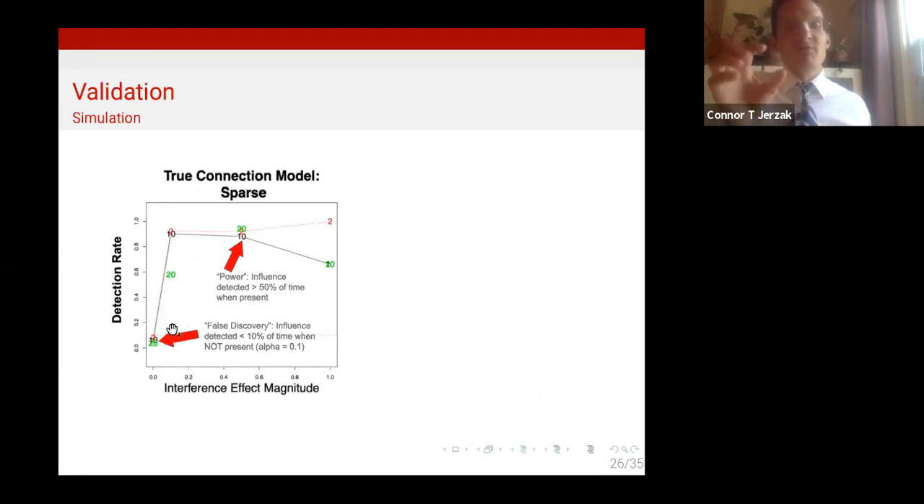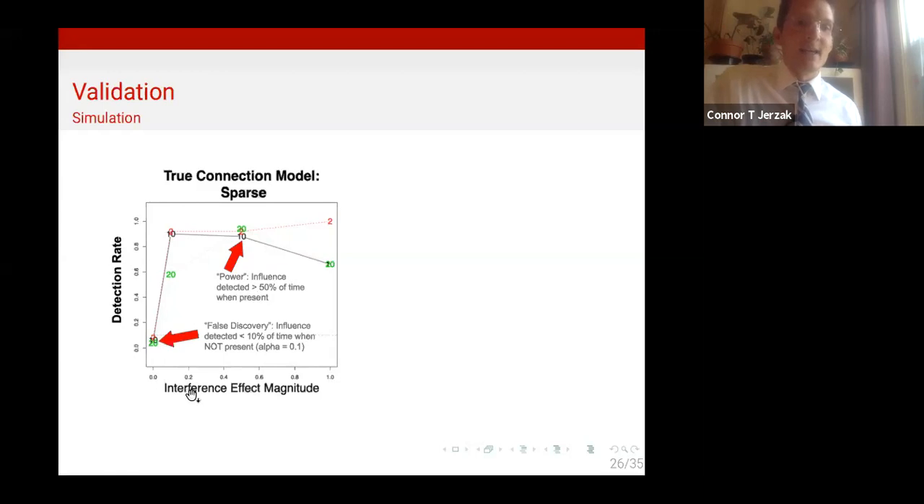And when the influence effect is 0, then our detection rate should be below some pre-specified alpha. On the left-hand side here, we see that the false discovery rate is controlled and is less than alpha in this particular case. Alpha is set to be 0.1. So here on the left-hand side, we see the false discovery rate. And as the interference effect moves away from 0, then we're examining our statistical power to pick up on influence effects when they are present.